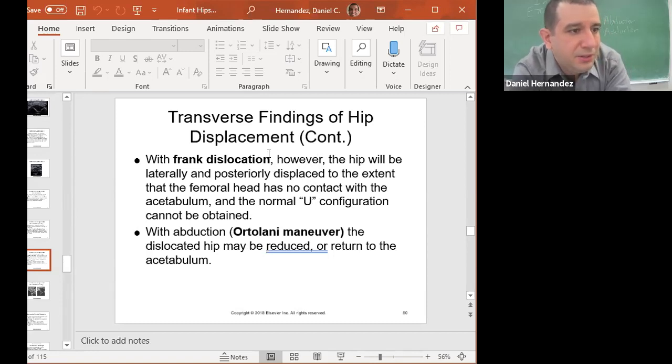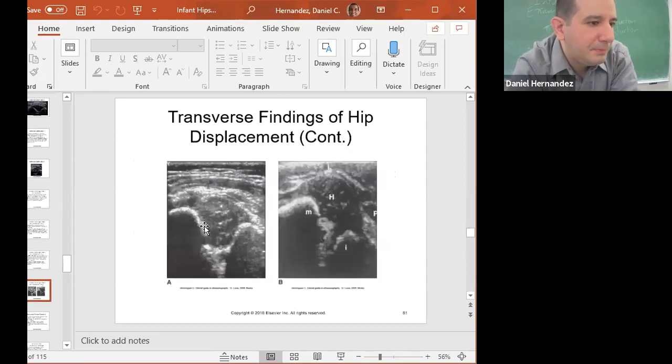With a frank dislocation, however, the hip will be laterally and posteriorly displaced to the extent that the femoral head has no contact with the acetabulum, and the normal U configuration cannot be obtained. With abduction or Ortolani maneuver, the dislocated hip may be reduced or returned back into the acetabulum. So here you go, is our normal presentation. And then this would be our transverse view with the displaced hip. So you can see lack of contact with the ischium over here.